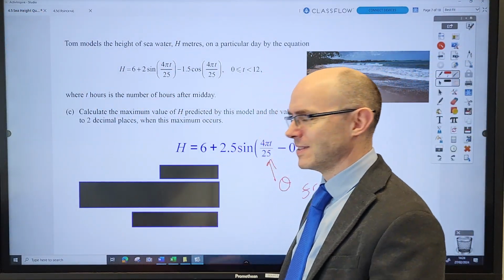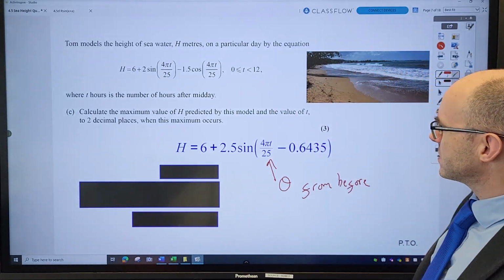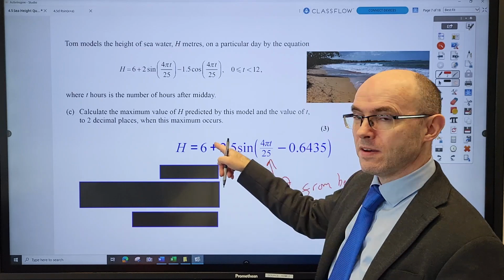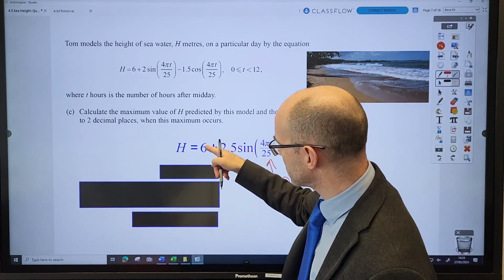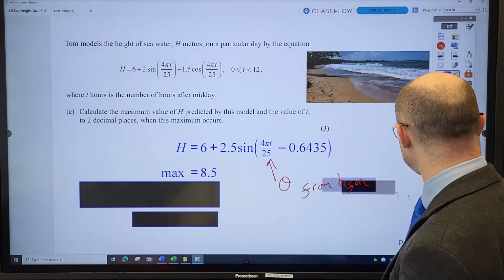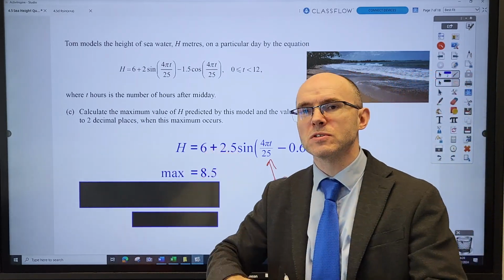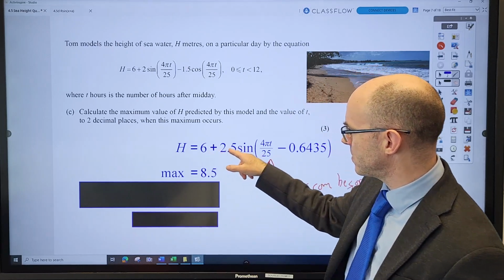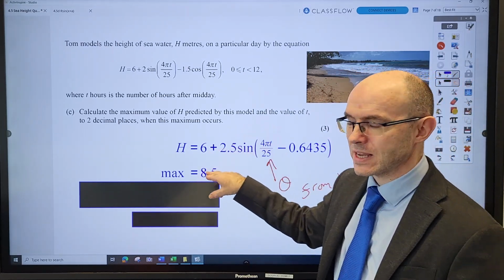Wow, really cool. Okay, so we can do what we did before. The maximum value of this bit is 2.5 as before. When you add on 6, it's now going to be 8.5. Okay, remember, in terms of the graph, adding on 6 will just translate the whole graph upwards 6 units. So it's 6 plus the maximum value 2.5, so it's 8.5.